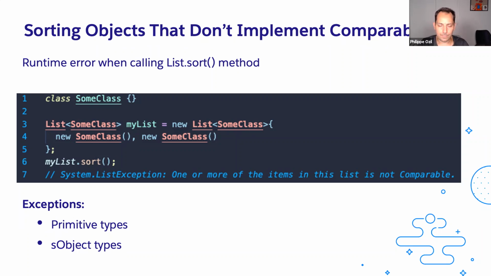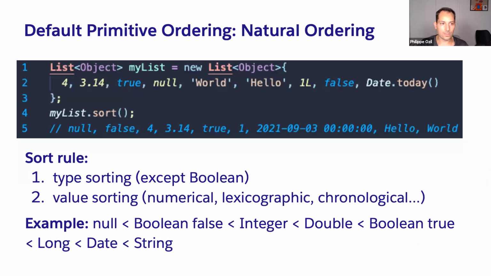The primitive types, so things like, not lists of course, but strings, integers, dates, floats, doubles, IDs, all of these primitive types do not need to implement Comparable. In fact, they do not implement Comparable. And also the different sObjects, they do not implement Comparable directly, but you can sort accounts, opportunities, etc. in a list. Now, I'm going to cover these specific types of objects because they have their own sorting rules. So let's just talk first about primitives.